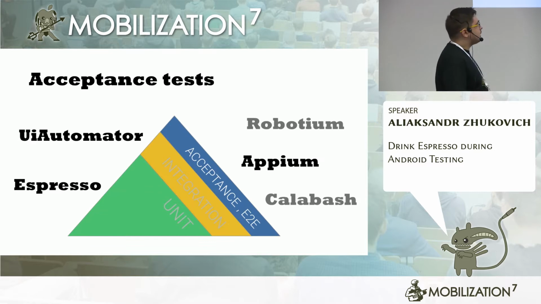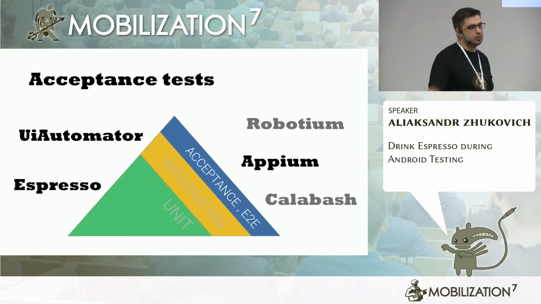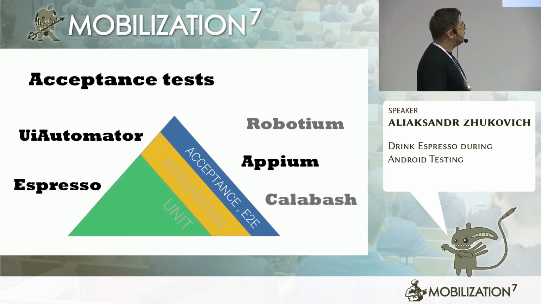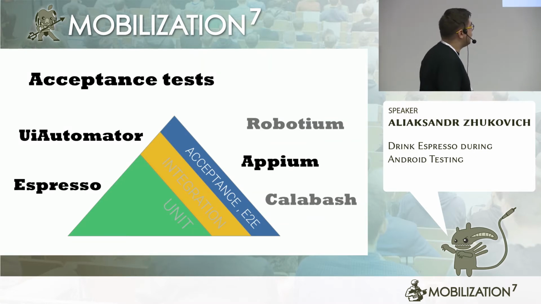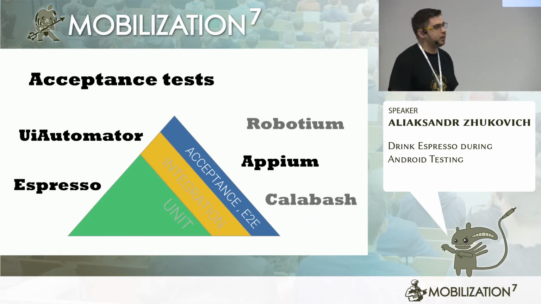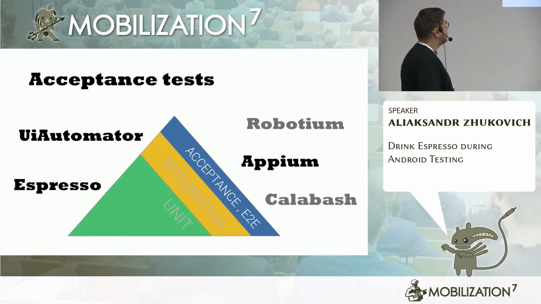And the last one is acceptance and end-to-end tests. And here we check how our application works from a user interface perspective. And here we have Android frameworks like UIAutomator, Robotium, and Espresso, and cross-platform frameworks like Appium, Calabash, etc. Today we will mostly talk about UIAutomator and Espresso.